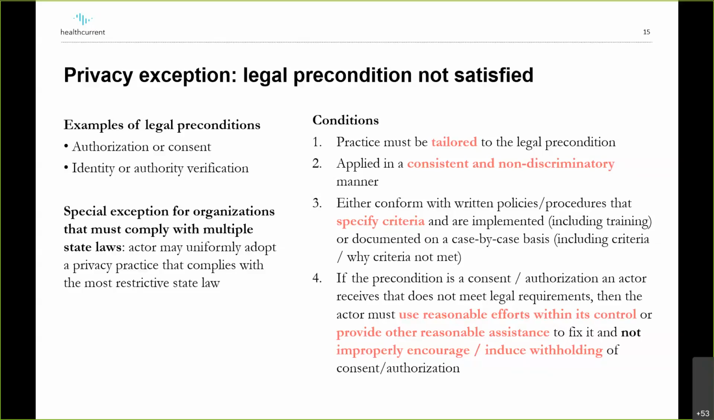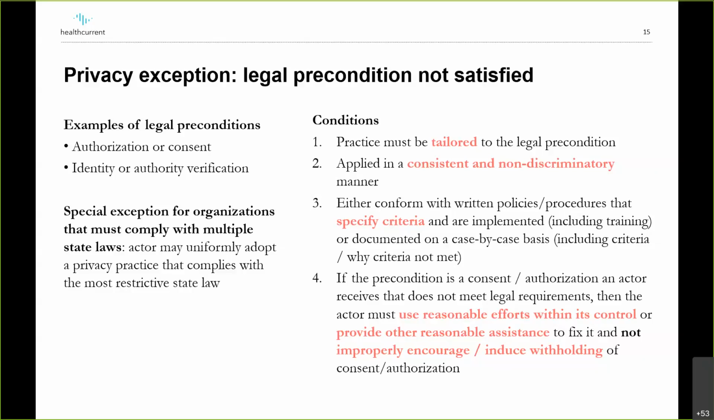And again, and you're going to hear me say this quite frequently, in order to qualify for this safe harbor, you're going to have written policies and procedures in place that specify the criteria that you're going to be looking for if you're going to deny access on there not being a Part 2 consent, for example. You either have to do that, and you have to train on it for your workforce members, or you have to document on a case-by-case basis why you're not giving over the data.